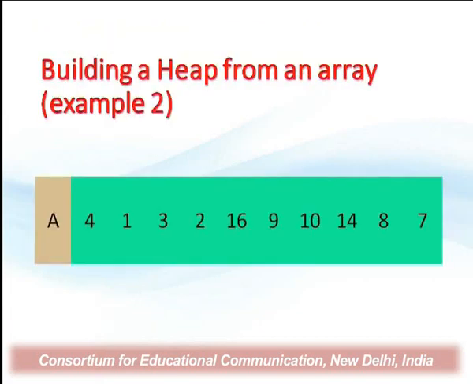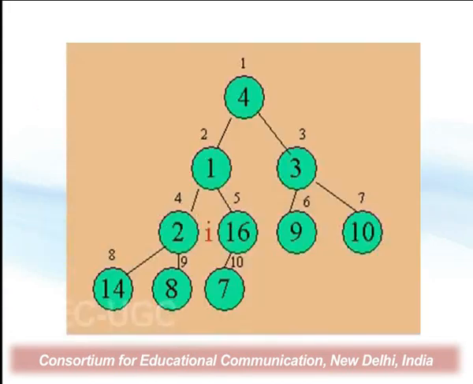Now let us take one more example, that is our example number 2, for building a heap from an array. So now the array which we are having is 4, 1, 3, 2, 16, 9, 10, 14, 8 and 7. So basically an overall 10 element array, and the complete binary tree representation of this array as it is arranged is 4, 1, 3, 2, 16, 9, 10, as you can see on the screen.